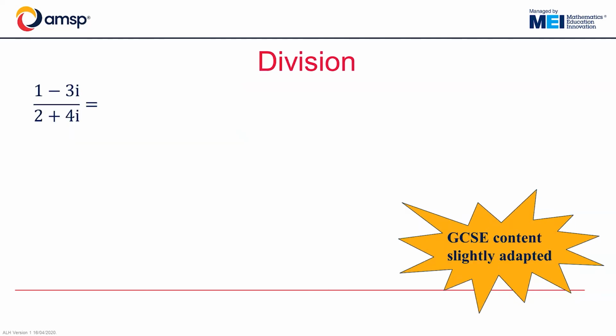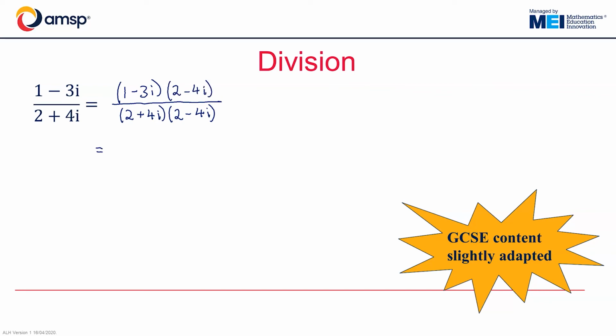And now to division. The method is very similar to rationalising the denominator at GCSE. We multiply both the numerator and the denominator by the conjugate of the denominator. So my denominator is 2 plus 4i, and I'll multiply that by 2 minus 4i, and multiply the numerator by the same.